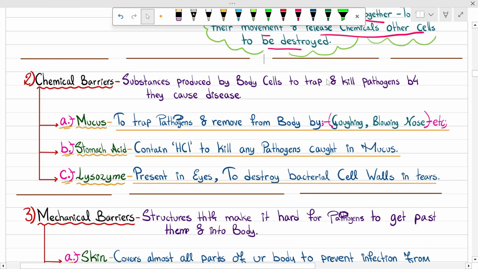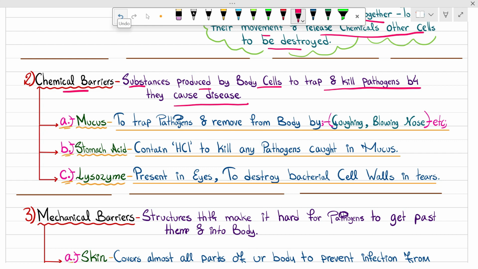The second body defense is chemical barriers. Chemical barriers are substances produced by body cells to trap and kill pathogens before they cause disease. So they are substances produced by our body cells, and they trap and kill the pathogens before they can even cause disease in our body. We have 3 chemical barriers. Well, we have many, but in our syllabus, 3: mucus, stomach acid, and lysosomes.